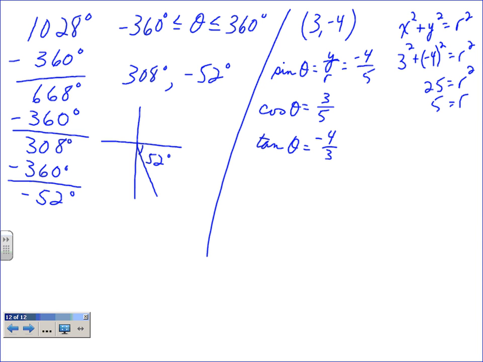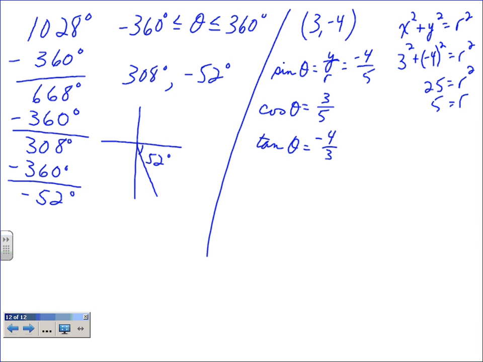Number 16: sine is 5 square root of 29 over 29, cosine is negative 2 square root of 29 over 29, and tangent is negative 5/2. I'm not going to read the reciprocal functions, just put those around. So you want us to rationalize? Absolutely rationalize.